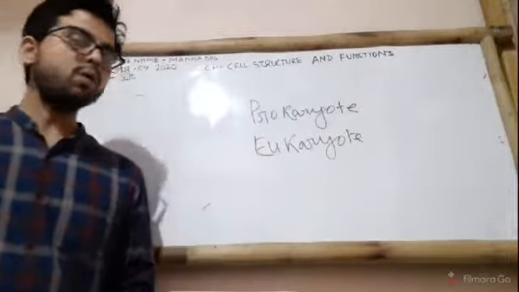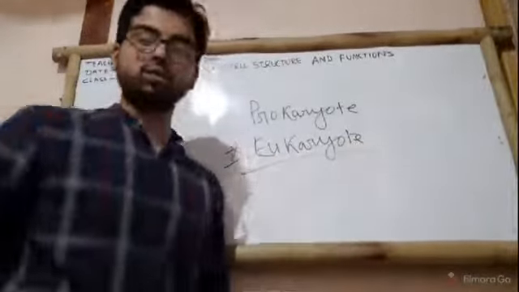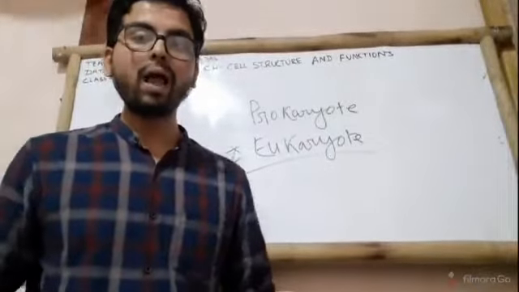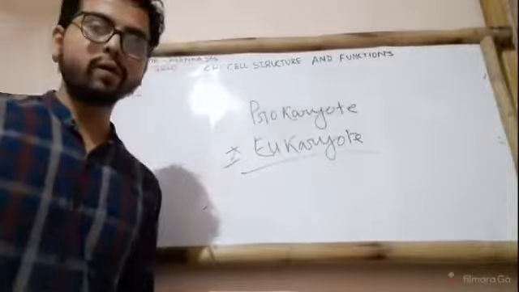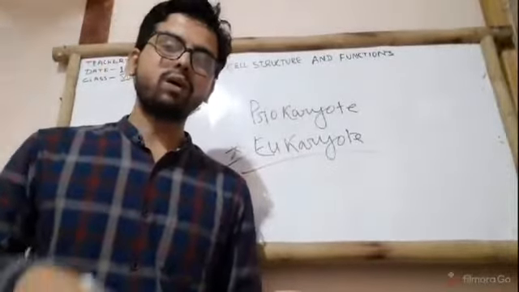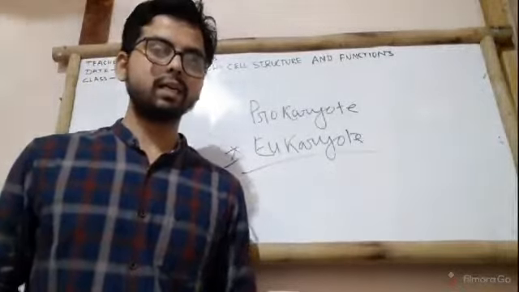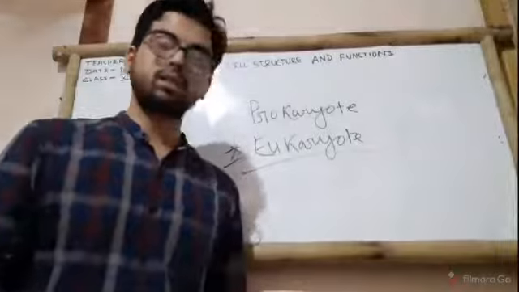Now, what are eukaryotes? Plant and animal cells with a well-organized nucleus with nuclear membrane are called eukaryotic cells. So eu stands for true, while karyon stands for nucleus. So organisms with eukaryotic cells are known as eukaryotes.